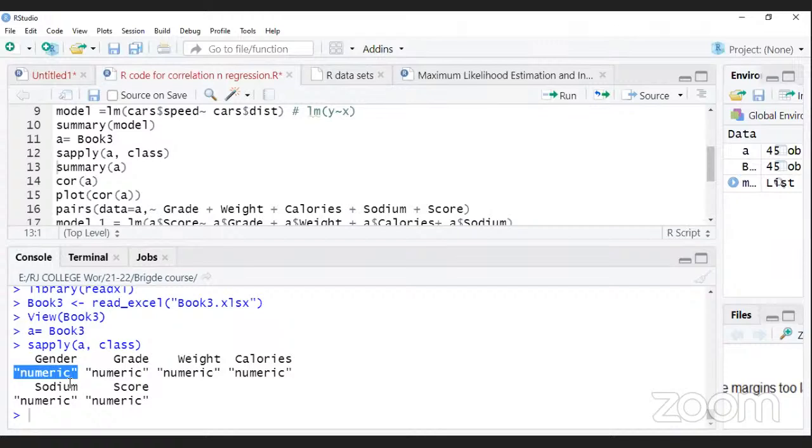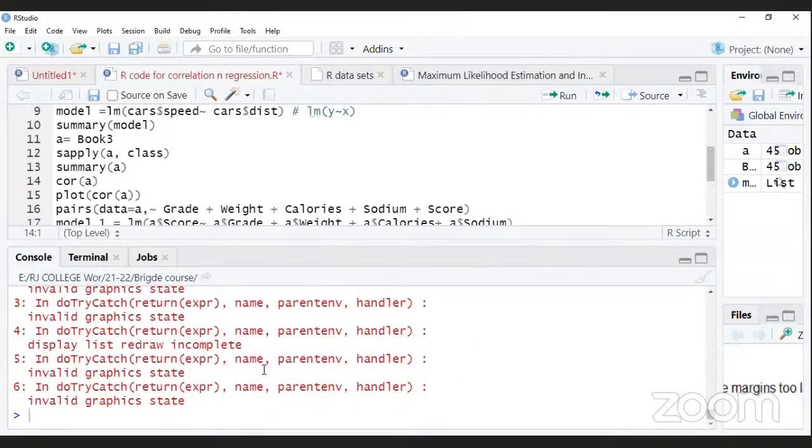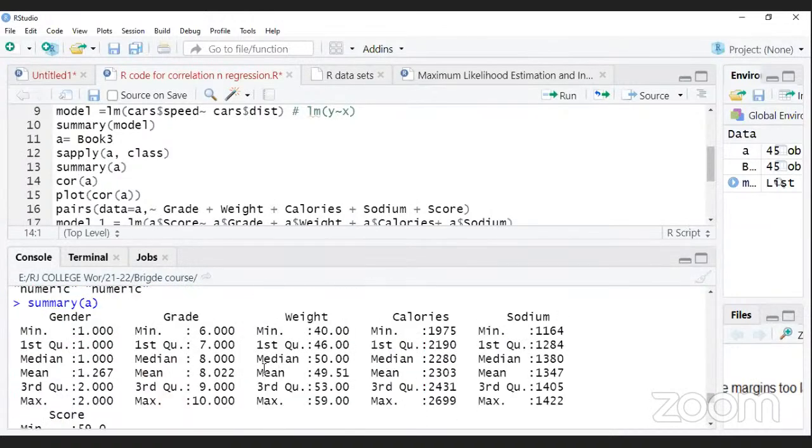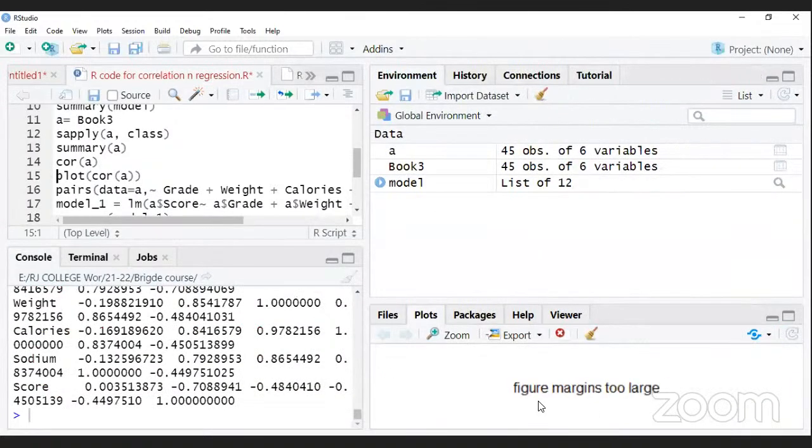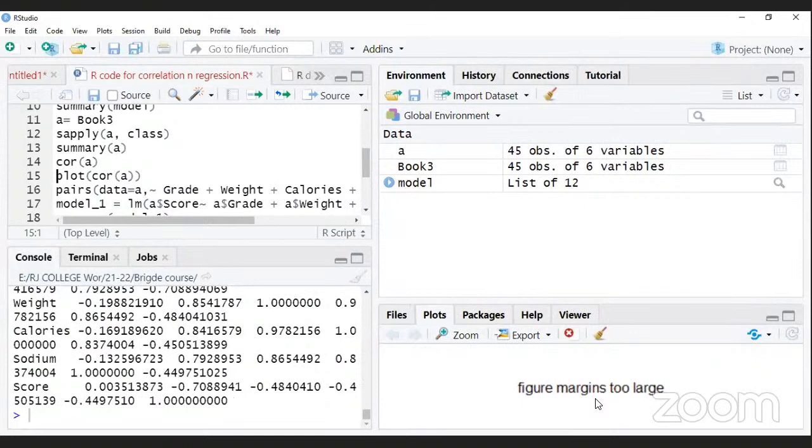So I told you, software does not have a brain. It will give some output, but you have to understand it. Okay? Then you can take a summary of your data, which means all your basic descriptive statistics. You can plot this data. See what message is coming here. Margin is too large, right? So we have to plot this data.